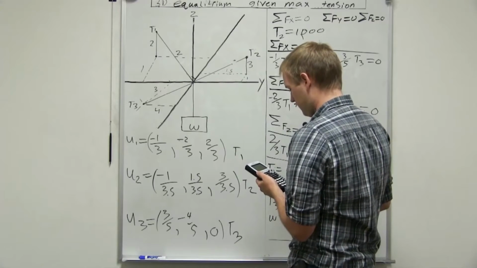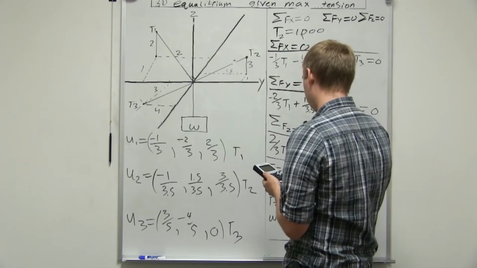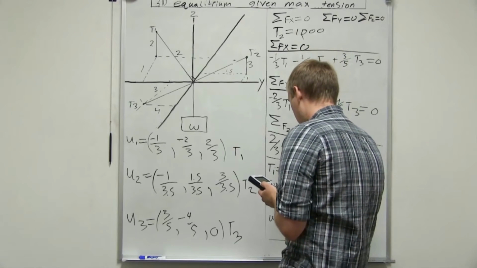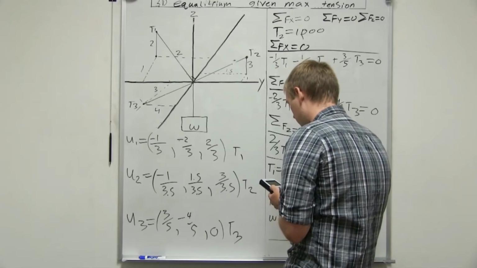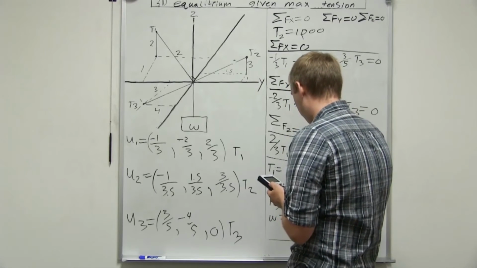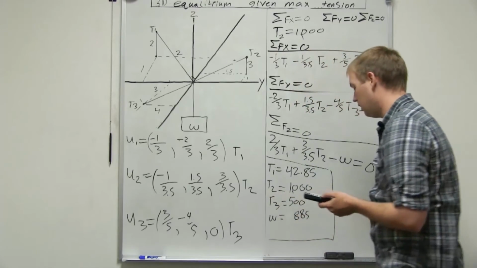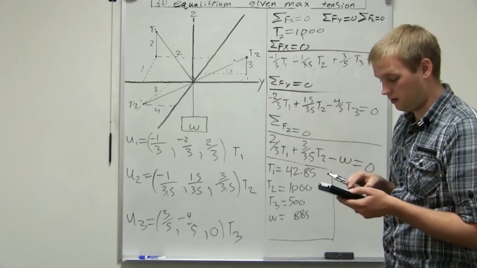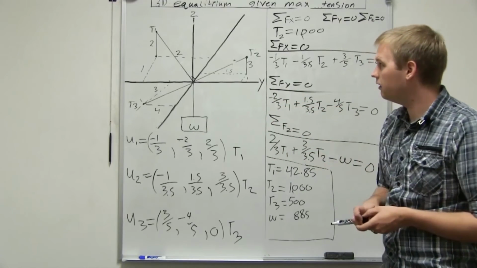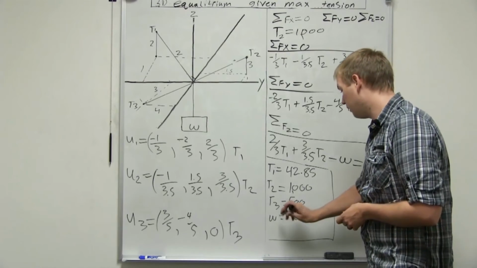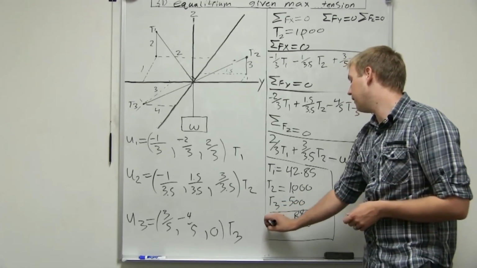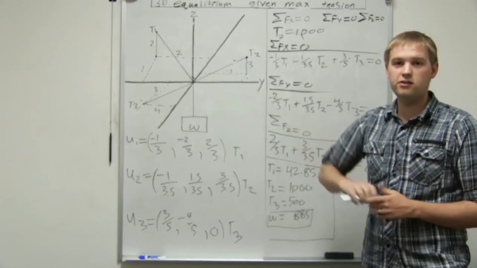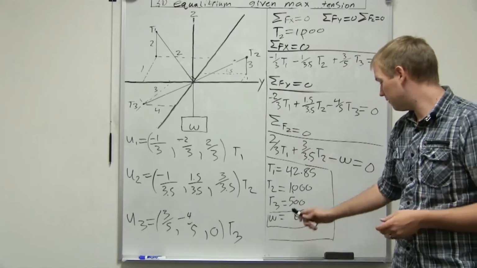T1 equals 42.85 pounds, T2 equals 1,000 pounds, T3 equals 500 pounds, and our weight comes out as negative 885, so just 885 pounds. We don't care about the negative sign because we know it's going down. So that is our answer right there, 885 pounds. If we're given a max tension in these ropes of 1,000 pounds before they break, this is how much we can hold up.